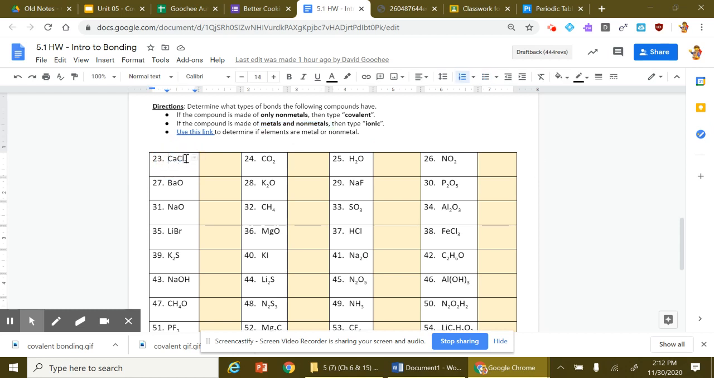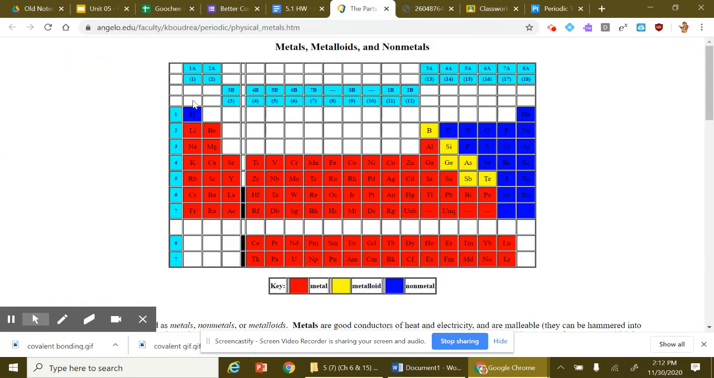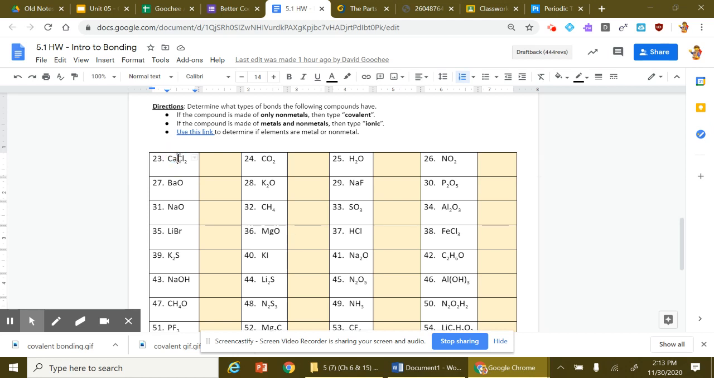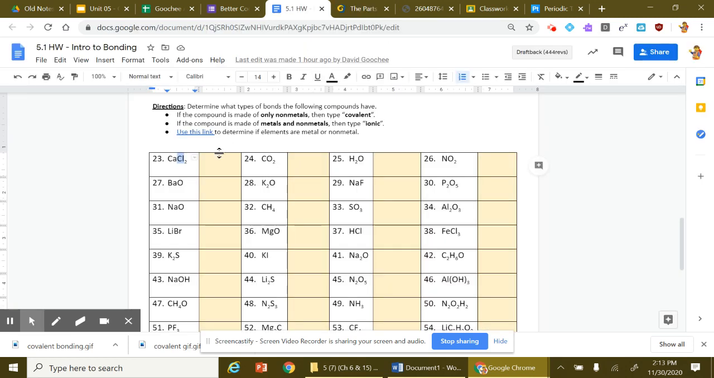Calcium chloride, CaCl2. So calcium, Ca, is it a metal or nonmetal? I'm going to look and find it here. Calcium, here it is, Ca. It is a metal. Chlorine, Cl, is a nonmetal. So this is made of a metal and a nonmetal, so this is an ionic compound. Ionic. Okay?